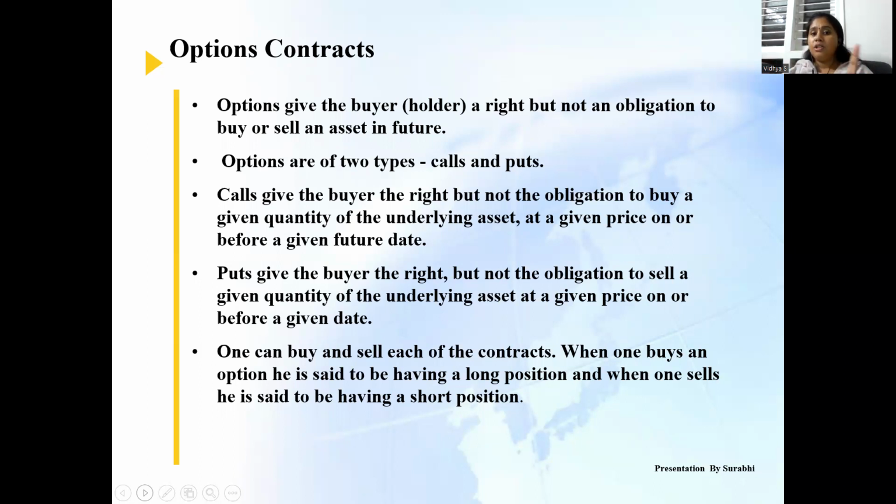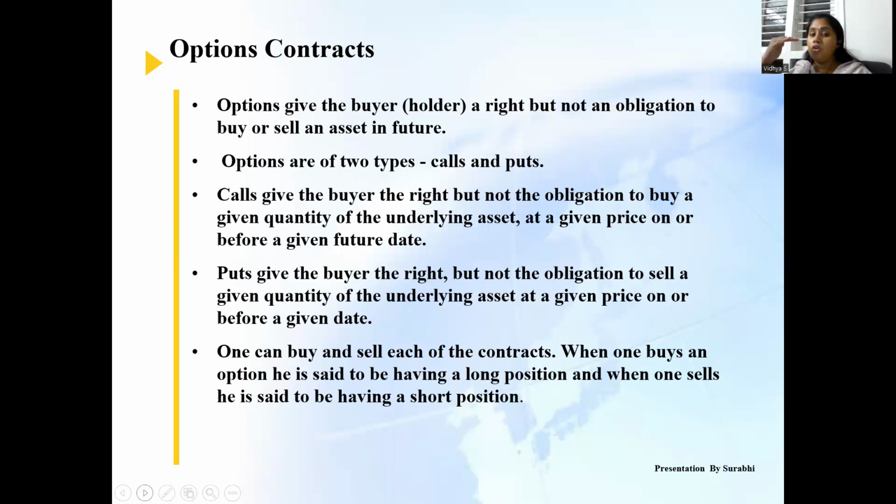A put option gives the buyer the right but not the obligation to sell the given quantity of the asset at a given price on or before a given date. So now what happens is, though I gave the 3,000 rupees to that person, I can withdraw. I can come out of it, but I cannot take that money back. That is your put option.